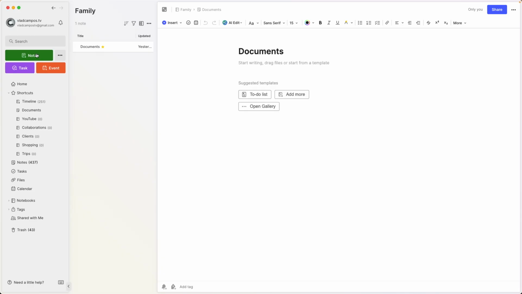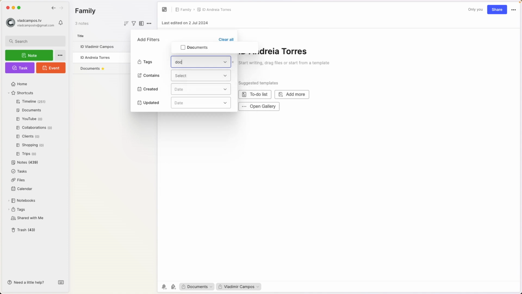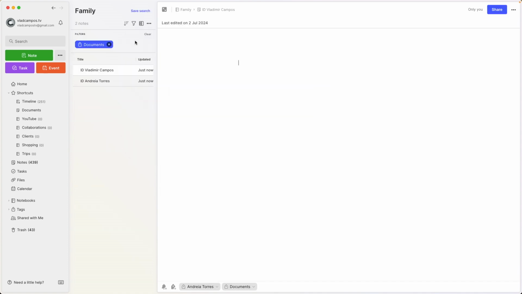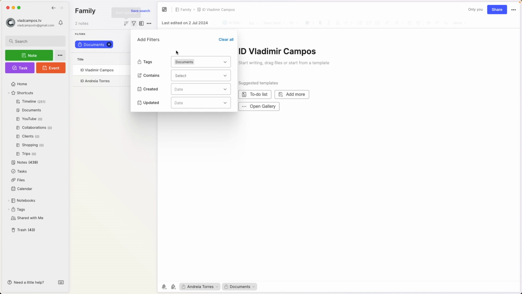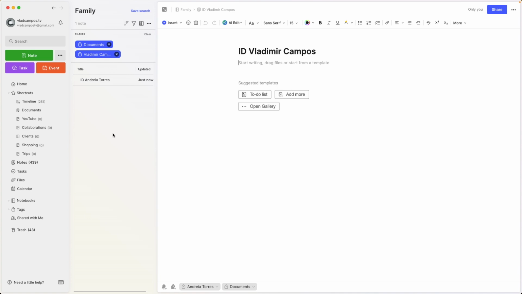I moved them all to the family notebook, and each one, for example, I don't know, my ID card. Yeah, this is kind of what I'm doing, and this list is already very long. So if I have the names, I can filter. For example, I want to see all my documents, so I can filter by documents and then add another filter, my name. And then I can see only the documents that are related to my name, my documents.